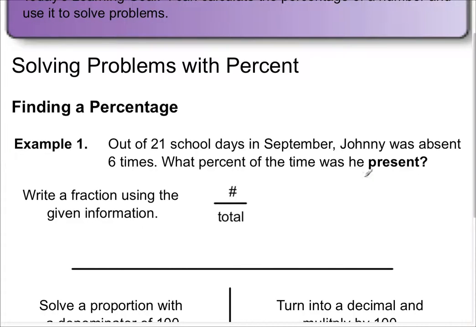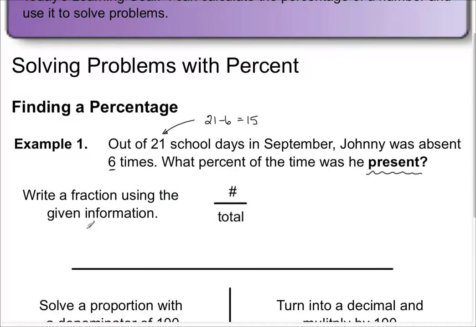Now that's in bold for a reason, because we're not going to use this 6, because we want the percent of time he was present. So we need the number of times he was present. If there were 21 school days and he wasn't there for 6 of them, we need to do 21 take away 6 to find out how many times he was there, which is 15.